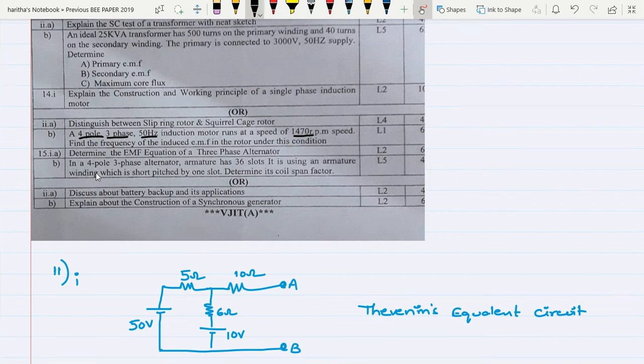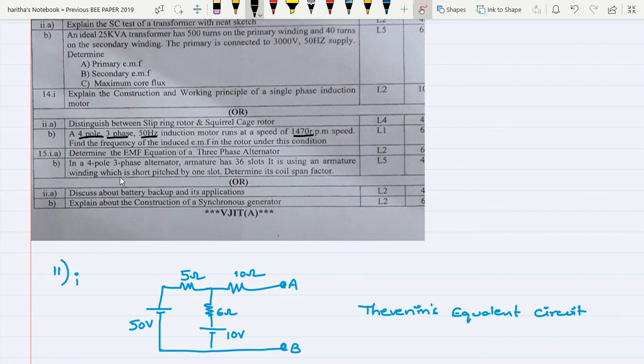So there is again a problem: in a 4-pole 3-phase alternator, the number of poles are given. Armature has 36 slots. Armature winding will be placed always in the slots, so how many slots are there for the armature? Total 36 slots are there. And it is using an armature winding which is short pitched by 1 slot. Determine its coil span factor.